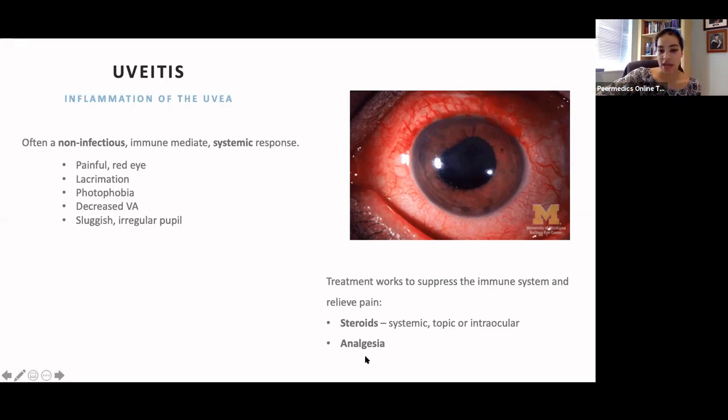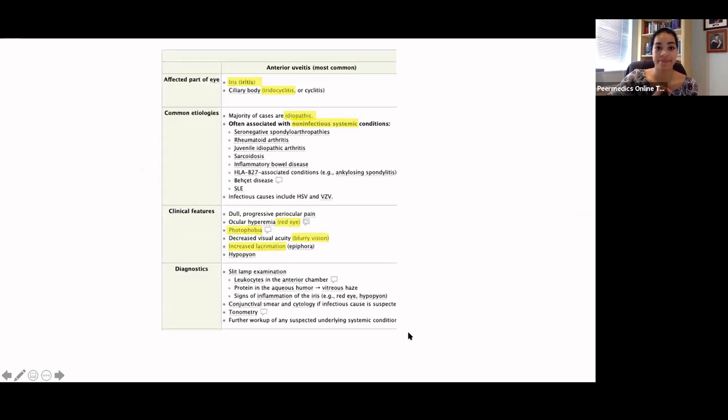And then analgesia, obviously, again, it's really painful. I don't know if you've ever seen someone with an acute anterior uveitis picture, but they will make it known how painful it is. They will yell. So you want to give them appropriate analgesia.